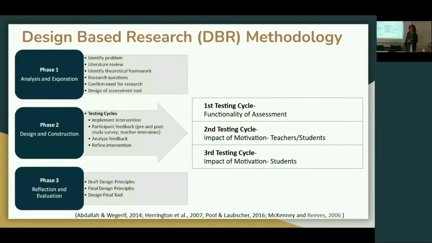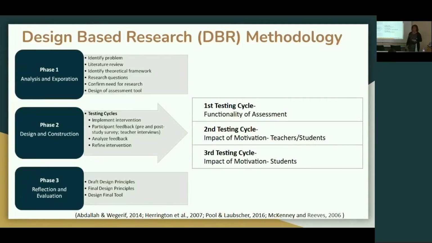And so this design-based research really links theory to practice. And there are many different ways of doing design-based research. So I adapted mine from McKinney and Reeves, who has a three-phase approach.